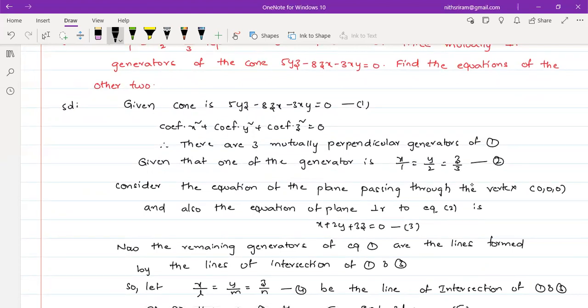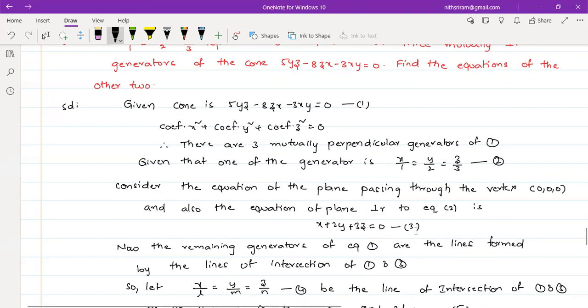Okay. So first, what I have done is I have found a plane equation which is perpendicular to the given line. By using the DRs of the given line, I have found the plane equation. Simply by taking the DRs 1, 2, 3, with the help of those DRs and also the vertex, the passing point of the line, I have written a plane equation, that is x plus 2y plus 3z is equal to 0.